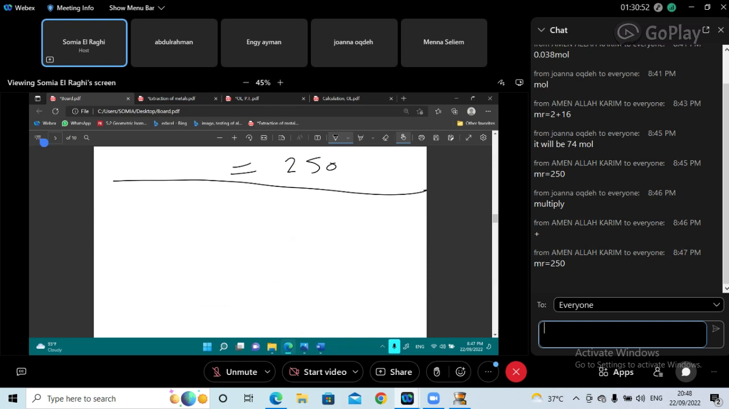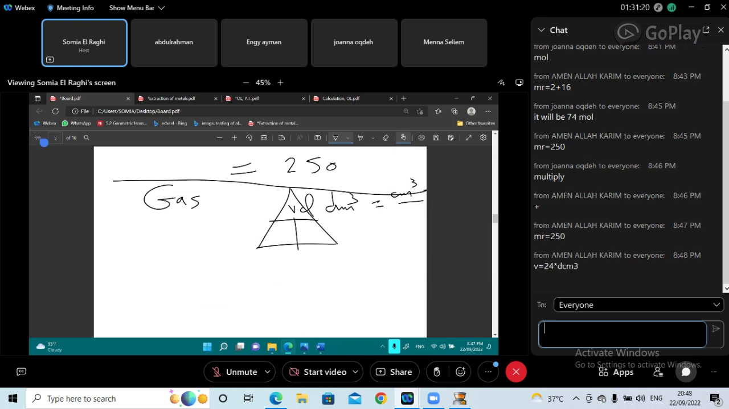Now, if I have a gaseous material, it is easier than this one, much easier. But let's see. What is the rule? I have the same triangle. I have a volume of gas here in decimeter cube. The unit for a volume is decimeter cube. A volume should always be in decimeter cube. If you get a volume in cubic centimeter, how to convert it? Anyone has an idea?